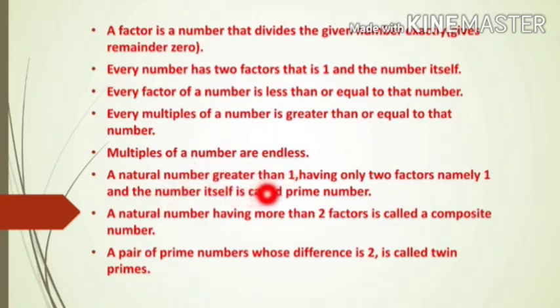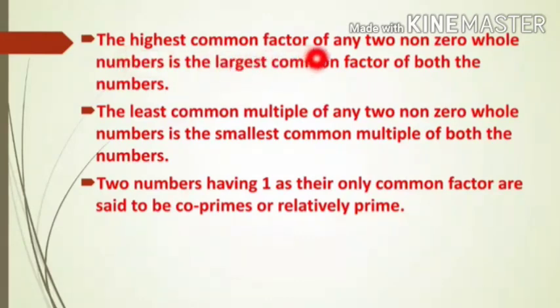A natural number greater than 1 having only 2 factors, namely 1 and the number itself, is called a prime number. A natural number having more than 2 factors is called a composite number. A pair of prime numbers whose difference is 2 is called twin primes. The highest common factor of any two non-zero whole numbers is the largest common factor of both the numbers. The least common multiple of any two non-zero whole numbers is the smallest common multiple of both the numbers. Two numbers having 1 as their only common factor are said to be co-primes or relatively prime.